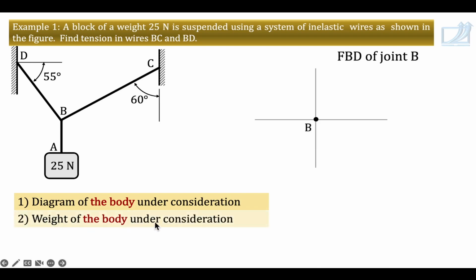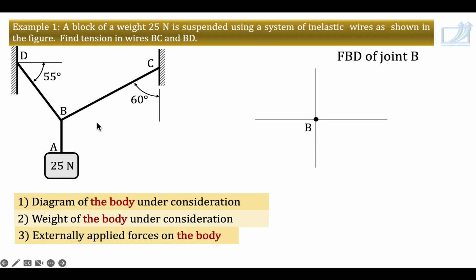First, weight of the body. Now here the body is joint B. So weight of joint B. There is nothing like weight of a point or weight of a joint. So this step is over. Second step is over. Now third step. Externally applied forces on the body. So watch the diagram. There are no externally applied forces shown on point B, or nowhere it is mentioned that there are externally applied forces on the system. So third step is over. There are no externally applied forces.